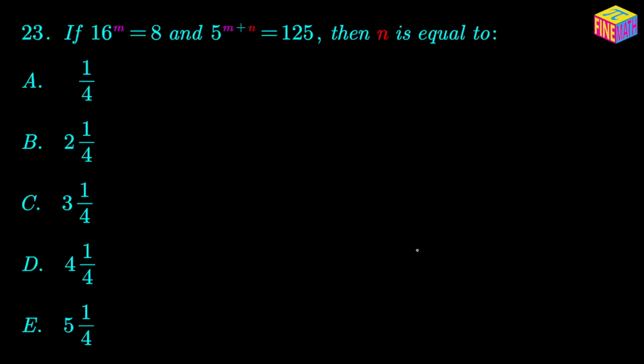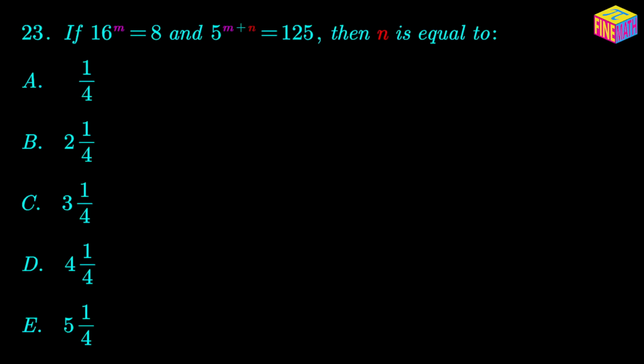Now here the question says that if 16 to the power m is equal to 8 and 5 to the power m plus n is equal to 125, then n is equal to which of the values? So we have to essentially find the value of n. From a quick look at the answer options, I don't think there is enough clue for us to find out which one is the correct one, so I think we just have to solve the problem. So let's try to solve it then.